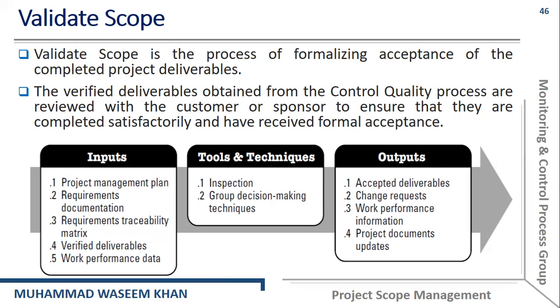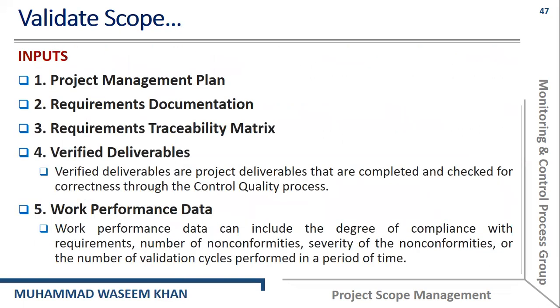Like other processes, we have some inputs, tools and techniques, and outputs for this particular process. So let's talk about the inputs first. As you know, in the previous processes we have discussed the project management plan, which was discussed in the project integration management chapter. The second one is requirements documentation. And the third one is the requirements traceability matrix that we have discussed in this particular lesson.